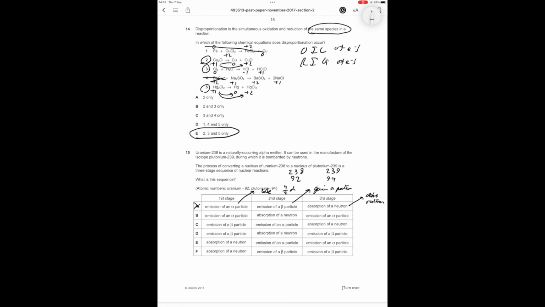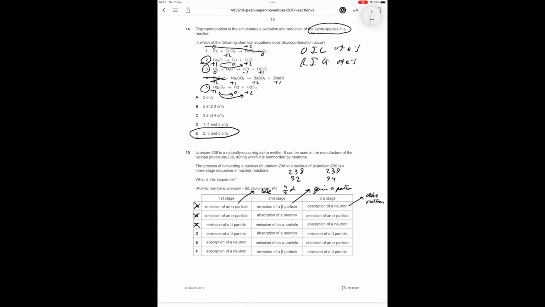B, emit an alpha particle, absorb a neutron, emit another alpha particle. We've lost too much of the mass number. It's not B either. We've lost a total of 8 of the mass number, replaced one of those mass number losses with a neutron, but again, that's not enough to make up. C, emission of a beta particle, so we're going to gain 1 proton. Emission of an alpha particle, we're going to lose 4, 2 alpha, and absorption of a neutron. Again, it's not enough in terms of the change in mass number and the change in proton number.